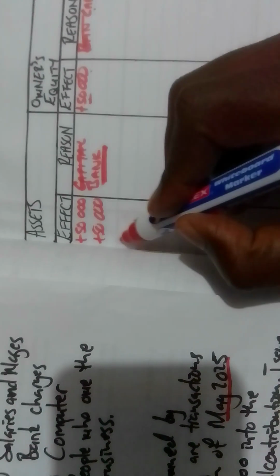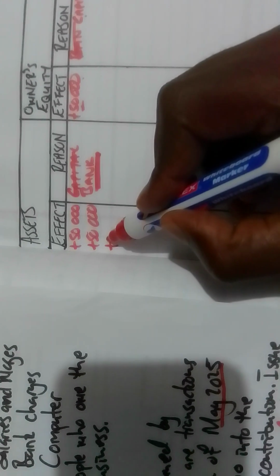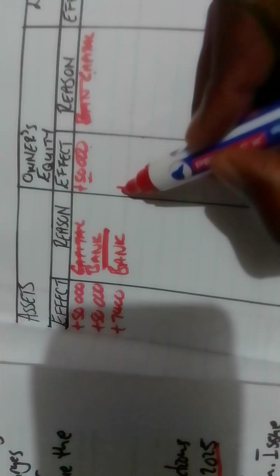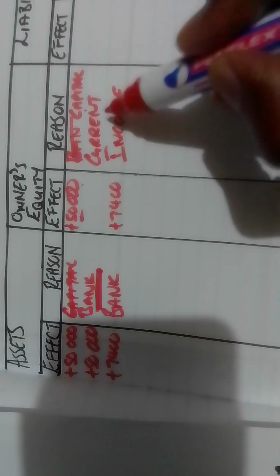So we now say plus 7,400. This money went into the bank account. Then we have plus 7,400. What is this for? Under the owner's equity, this is current income. So whenever you have services which were rendered, you record it as current income. And just like that, we have recorded our two accounts.